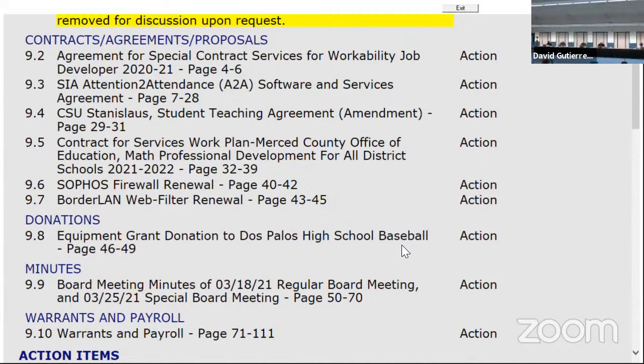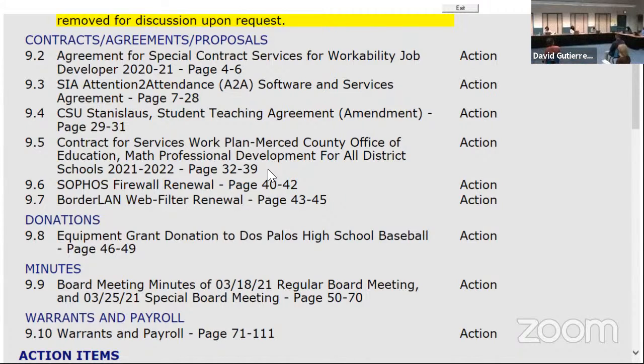Is there a motion? So moved. By Mrs. Davis, second by Mr. Merced. Are there any questions on any of the items? Yes. On the contract for MCOE, the math development or whatever, how do we know it's working? What are we using to show that all this money that we're giving them is going to be beneficial?